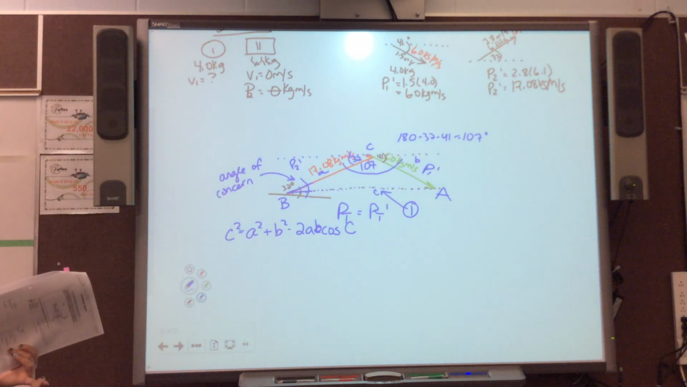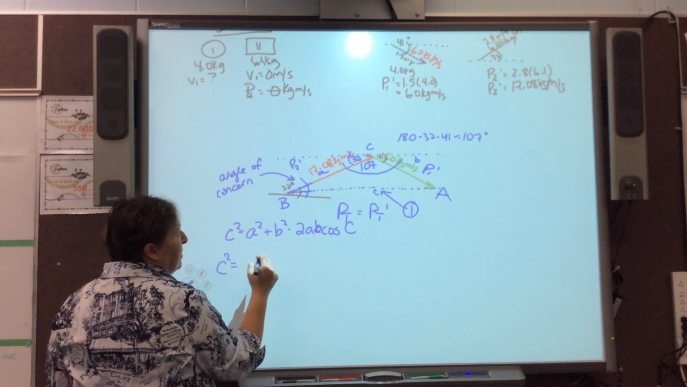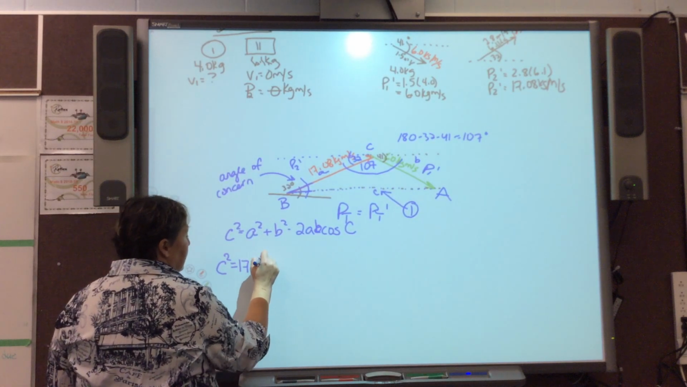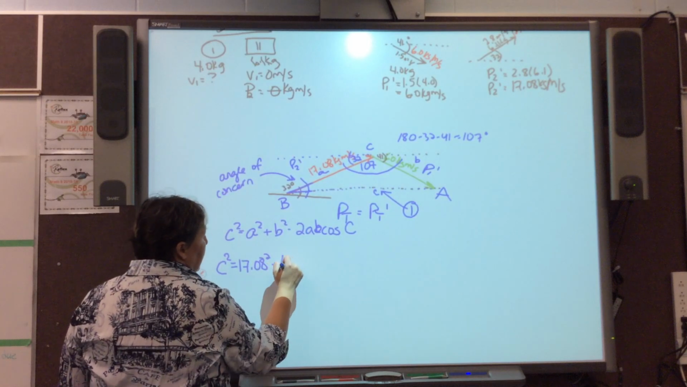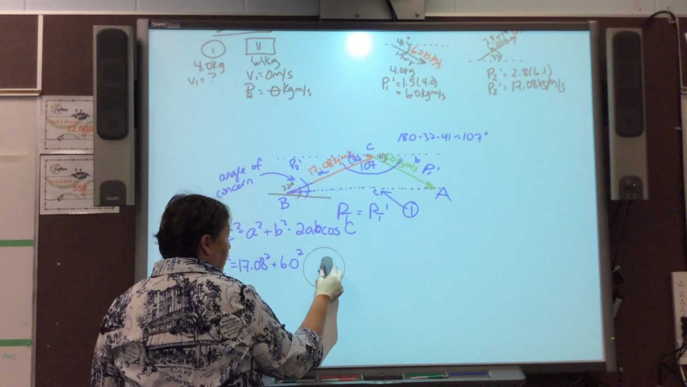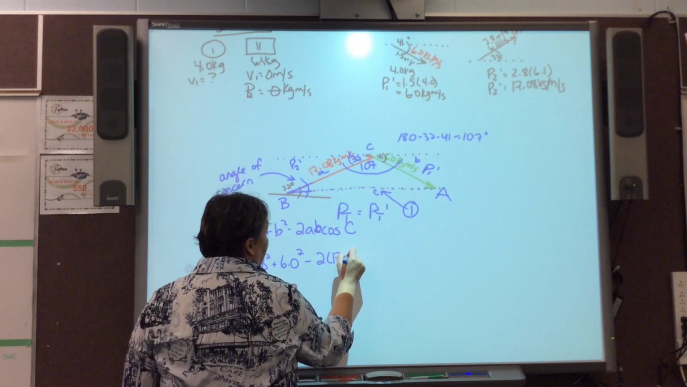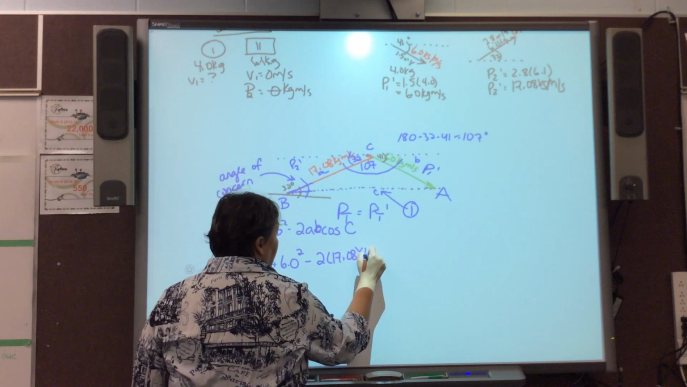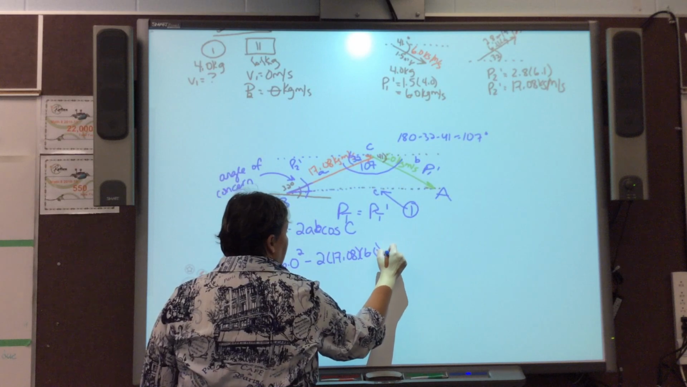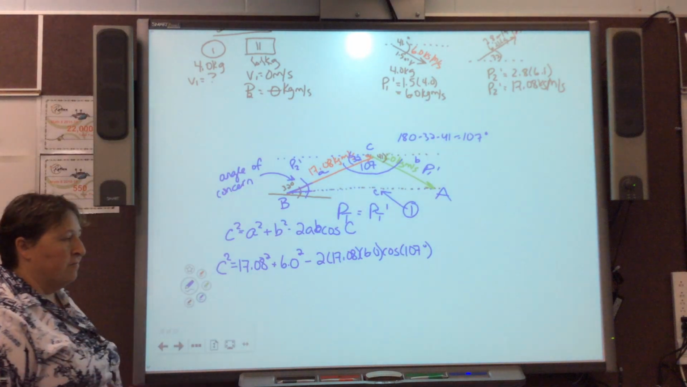Okay, so we have our angle C, we have our momentum on A, we have our momentum on B, so we can go ahead and finish this off. So C squared is equal to 17.08 squared plus 6.0 squared, subtract 2 times 17.08 times 6.0 times the cos of 107 degrees.